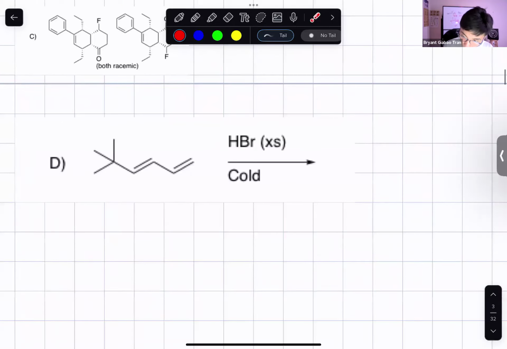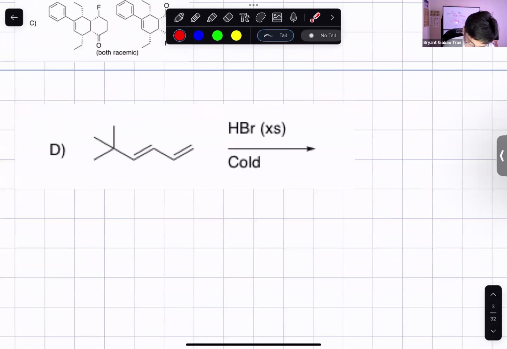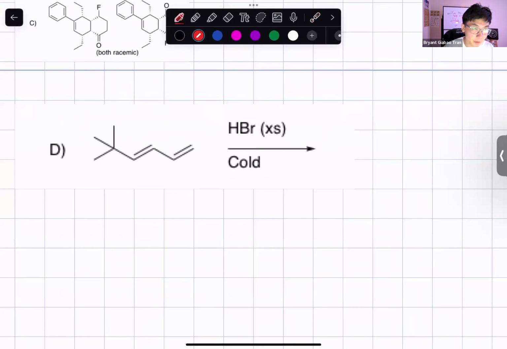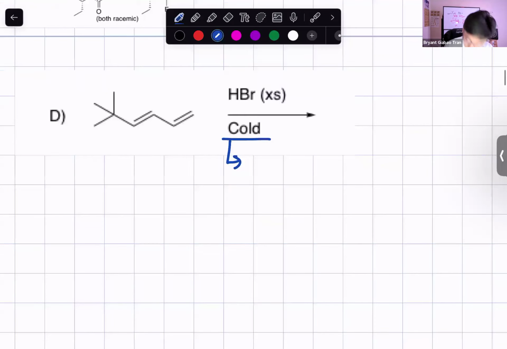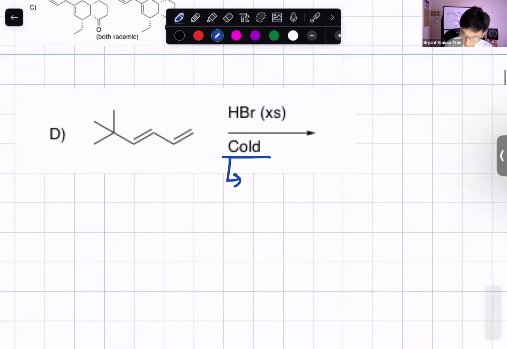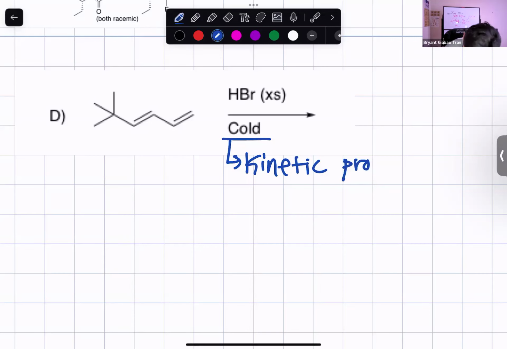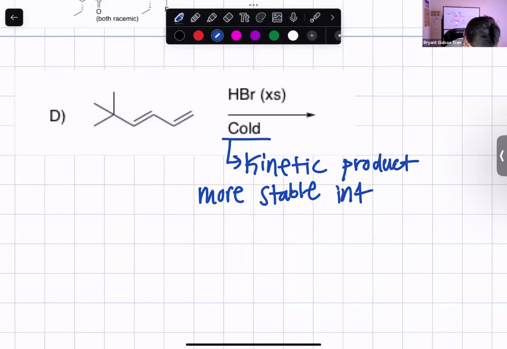So for D right here, we're reacting a conjugated diene with excess HBr in cold conditions. So are we going to look for the thermodynamic product or the kinetic product here if we are in cold conditions? Kinetic product, right? Which means that we're going to look for the more stable intermediate or the more stable alkene product. More stable intermediate, that's right.